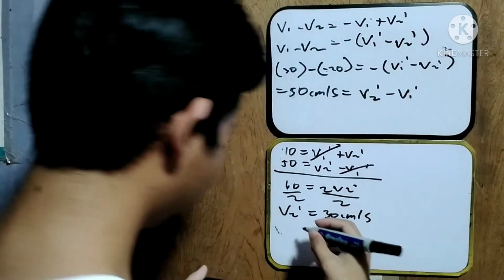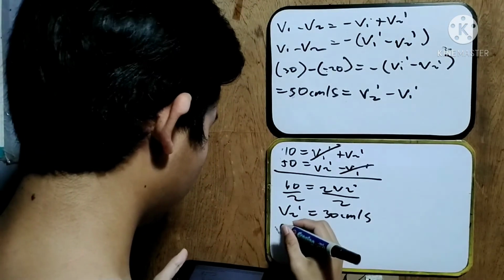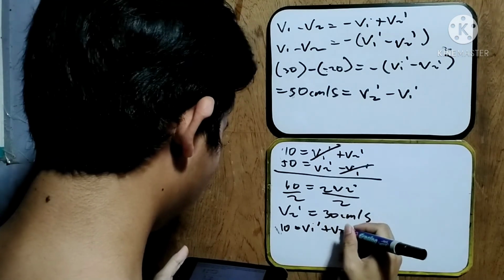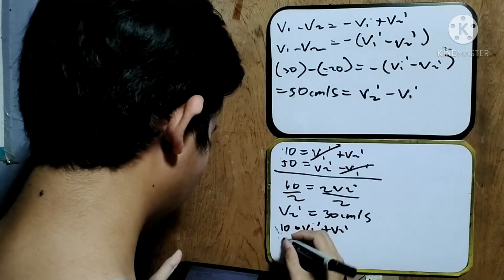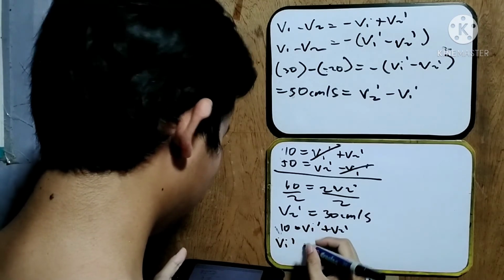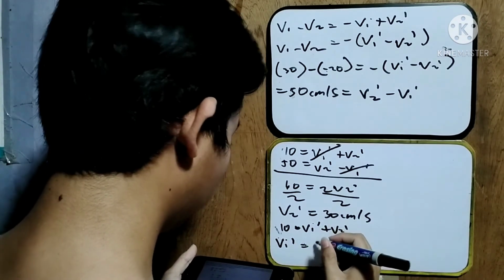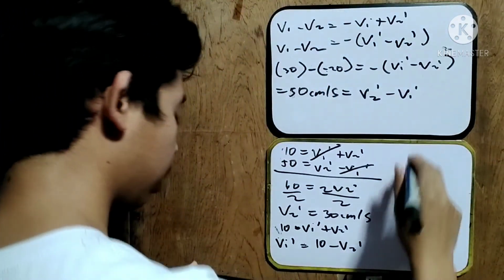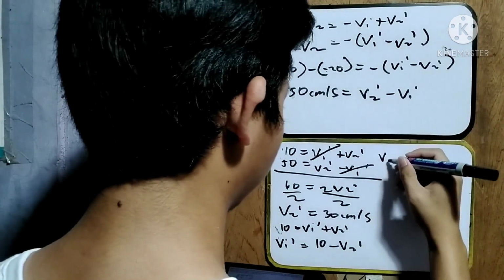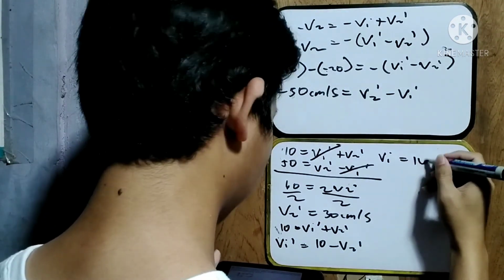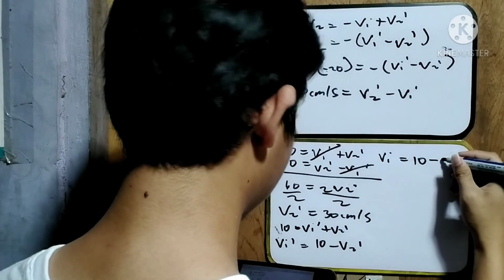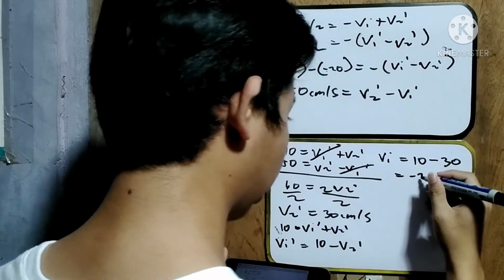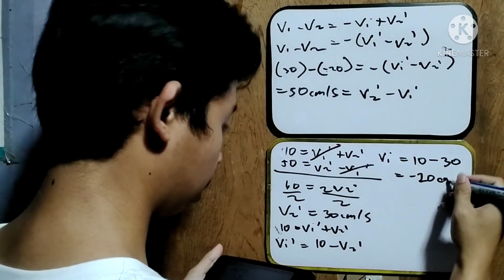So substitute na natin yung mga nakuha natin. So, 10 is equal to V1 prime plus V2 prime. So, ilipat lang natin. V1 prime is equal to 10 minus V2 prime. So, yung V2 prime natin, nalagay ko na lang dito. 10 minus 30. Bali, ang sagot natin, negative 20 centimeters per second.